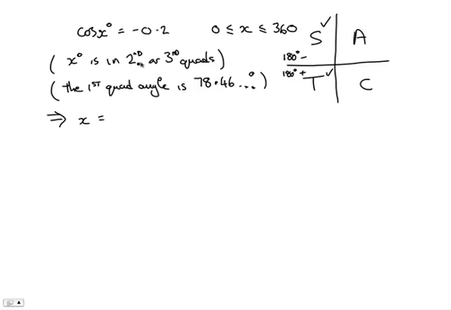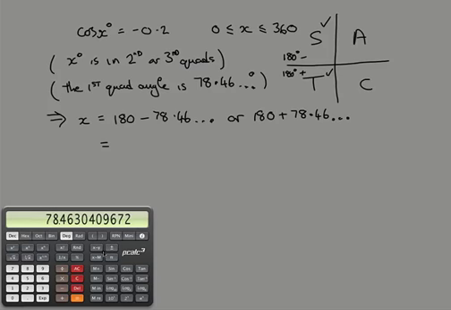X would be equal to the second quadrant angle, 180 minus the first quadrant angle of 78.46..., or the third quadrant angle, 180 plus 78.46, and so on. So I need to do a calculation now. Let's call up the calculator again. And this time, if you notice, each of these two calculations involves the angle 78.46. We really don't want to keep calculating that again.